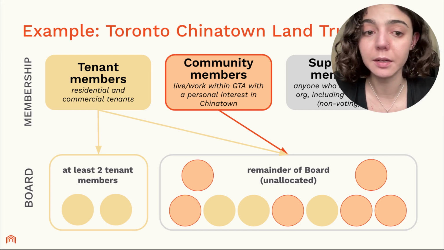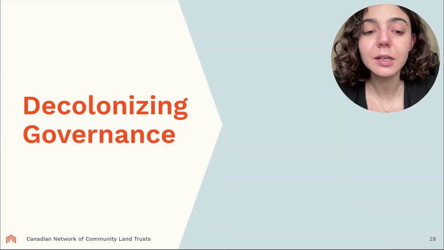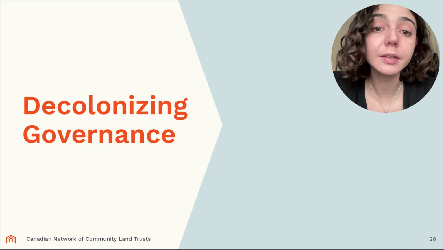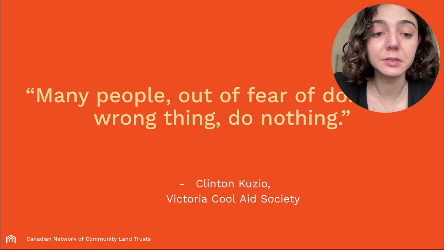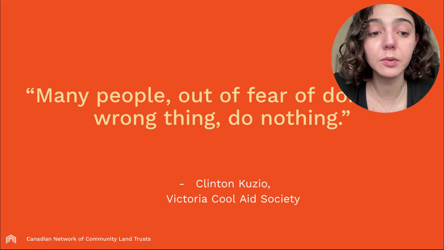The majority of the board is kind of unallocated and would be elected by and from the community membership, as well as tenant members. So I want to talk a bit about decolonizing governance structures. I like this quote from Clint Cuzio, who's the Director of Indigenous Relations and Program Development at the Victoria Kool-Aid Society.